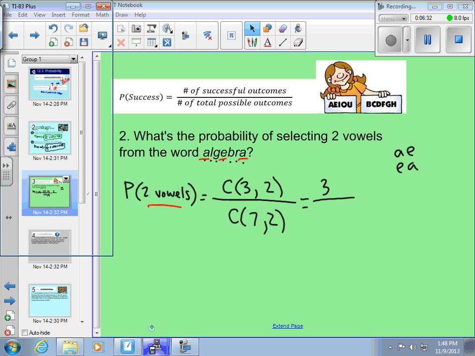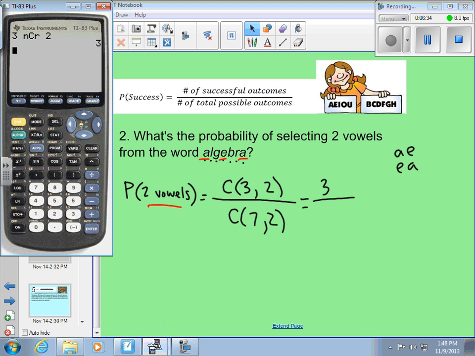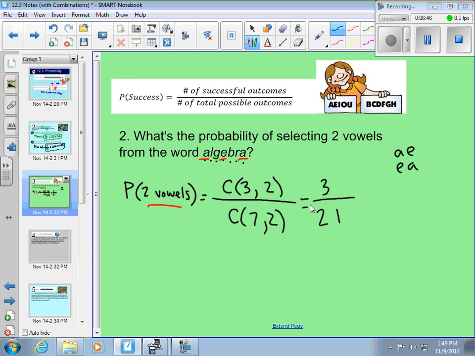So again, we're going to do combination here. This time we're picking out of 7 possible letters, drawing 2, and we have 21 ways of picking 2 different letters. So our probability is 3 out of 21.